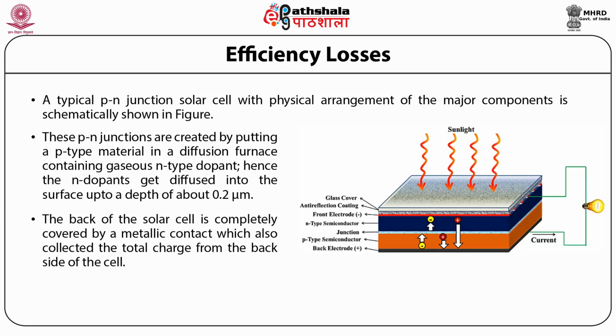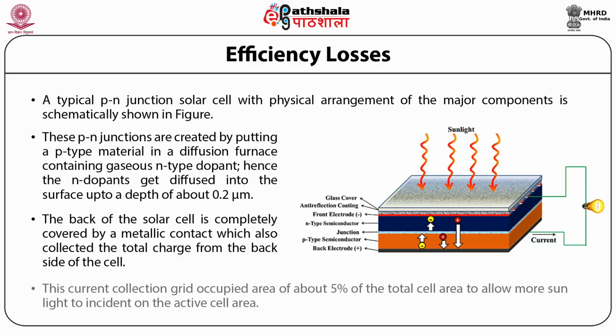The back of the solar cell is completely covered by metallic contact, which also collects the total charge from the back side of the cell. A fine metallic grid is used on the front side of the cell that collects the charge from the front side. This current collection grid occupies about 5% of the total area to allow more sunlight to be incident on the active cell area.